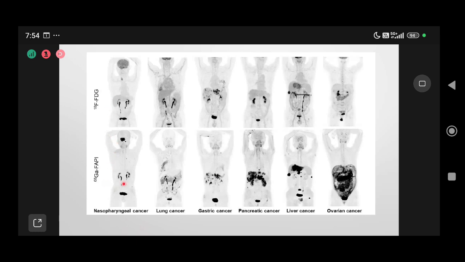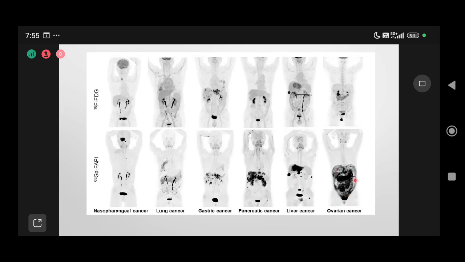We can see nasopharyngeal carcinoma, FDG is not that great. We can see very good uptake in FAPI. Same with the lung. Gastric too is really good. And in pancreas, there is a lot of difference between the FDG and FAPI, where FDG might look normal, FAPI might pick up many other lesions and metastases, and also in liver disease, where there is good expression of FAP. All these solid tumors give very good results.